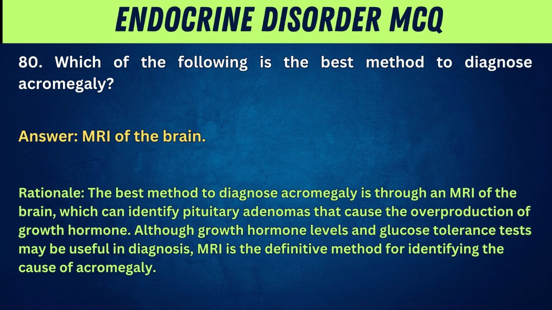Rationale: the best method to diagnose acromegaly is through an MRI of the brain, which can identify pituitary adenomas that cause the overproduction of growth hormone. Although growth hormone levels and glucose tolerance tests may be useful in diagnosis, MRI is the definitive method for identifying the cause of acromegaly.